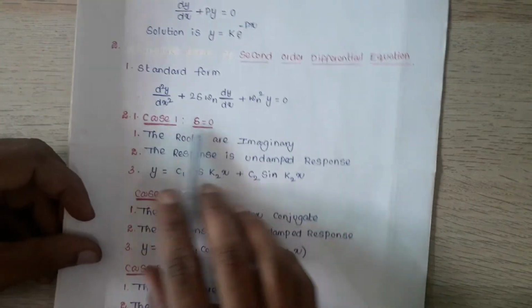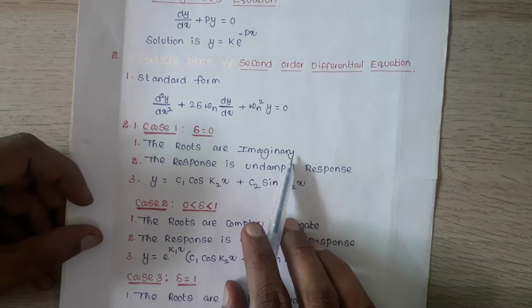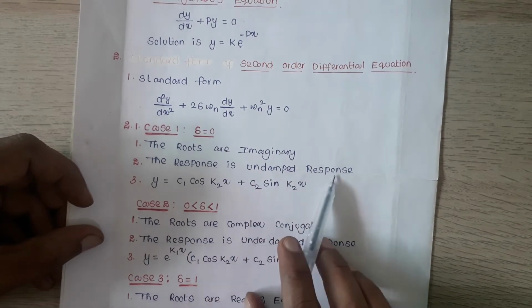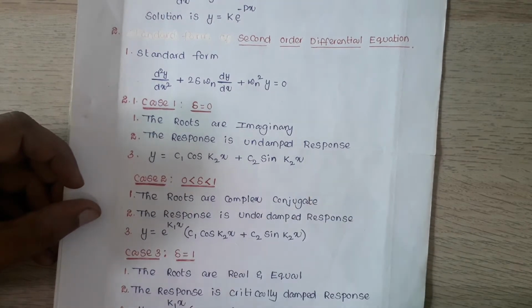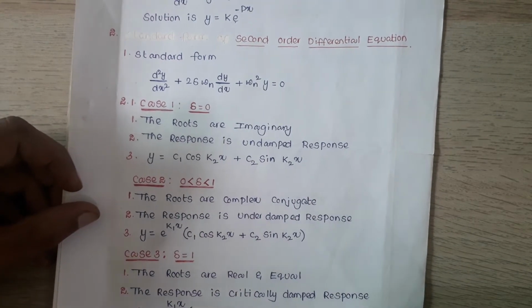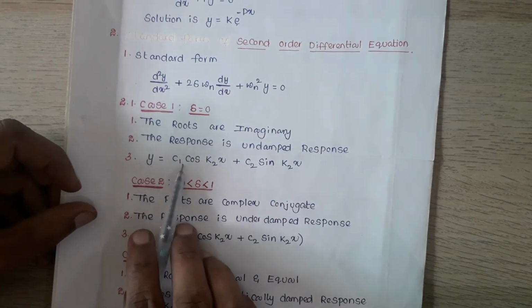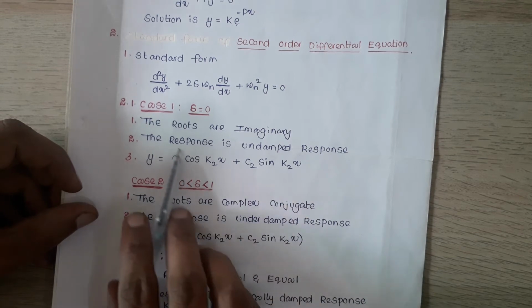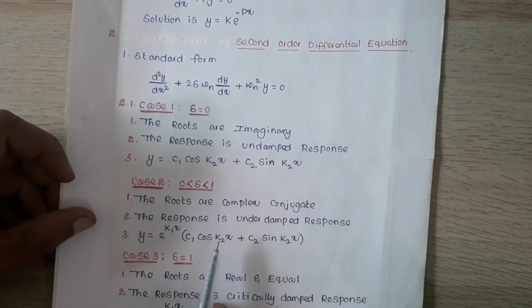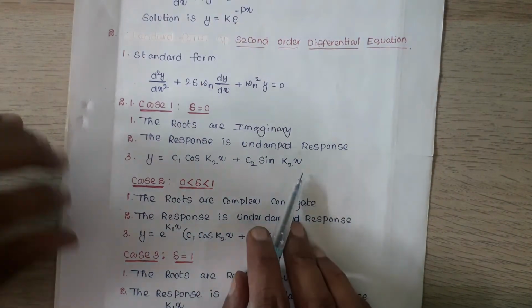For zeta equal to 0, the roots are imaginary. The response is an undamped response, and the solution for this differential equation, if zeta equal to 0, is in this form: y equal to c1 cos k2x plus c2 sin k2x, where c1 and c2 are the constants which we have to get from the initial conditions, and the k2 value depends on the values of RLC.